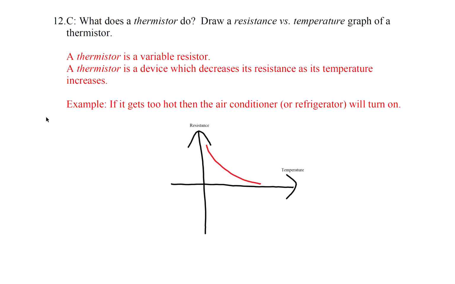Question 12. What does a thermistor do? Draw a resistance versus temperature graph of a thermistor. A thermistor is a variable resistor. A thermistor is a device which decreases its resistance as its temperature increases. So, for example, if it gets too hot, then the air conditioner or refrigerator turns on by itself.